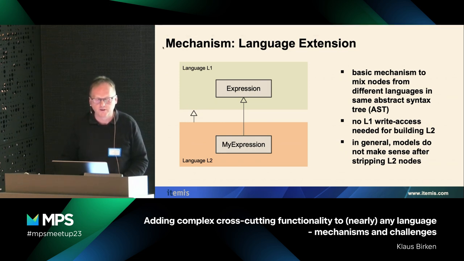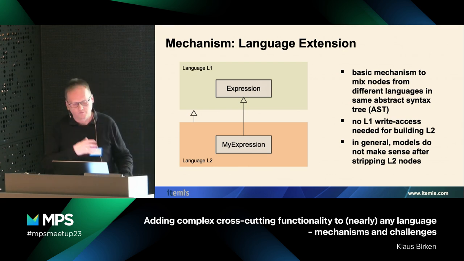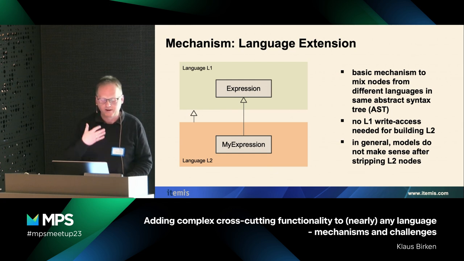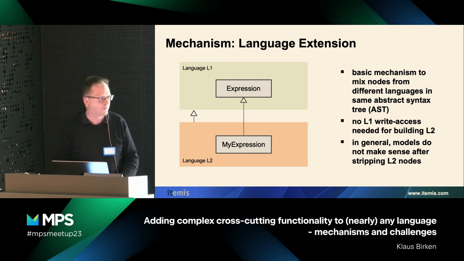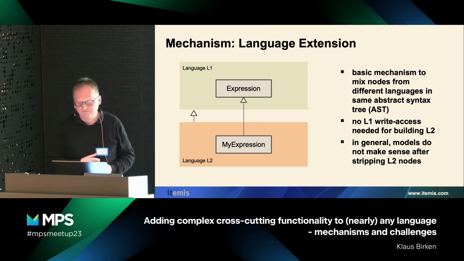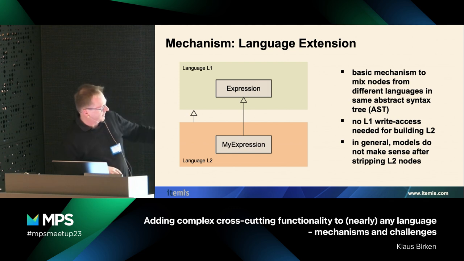This is a very simple mechanism. You all know it. You have one language with some concepts, and you extend this language by another language, L2, where you extend some of the concepts from the first language. This is very basic, and it allows you to mix nodes from the two languages in the same abstract syntax tree. And you need no write access to the L1 language. There's a causality here: you need the L1 language to extend it, but you don't have to change it. You just write your L2 language and add these expressions.